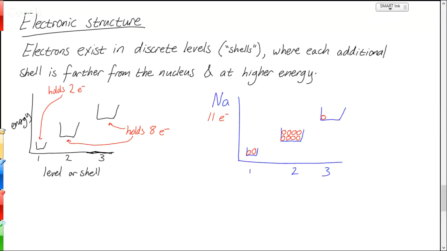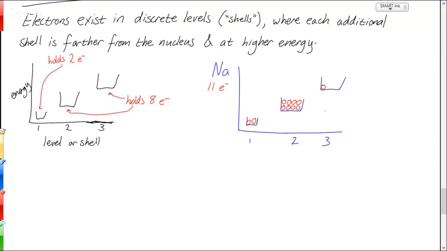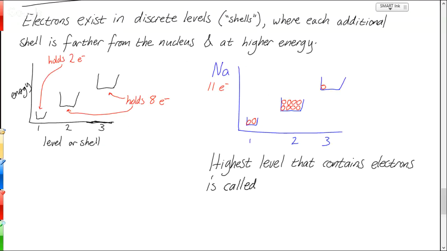And then we have a couple special names for those. The highest level that contains electrons is called the valence shell. And those electrons are called the valence electrons. Why do you think those might be important? Why do we care about having a special name for the outermost electrons?